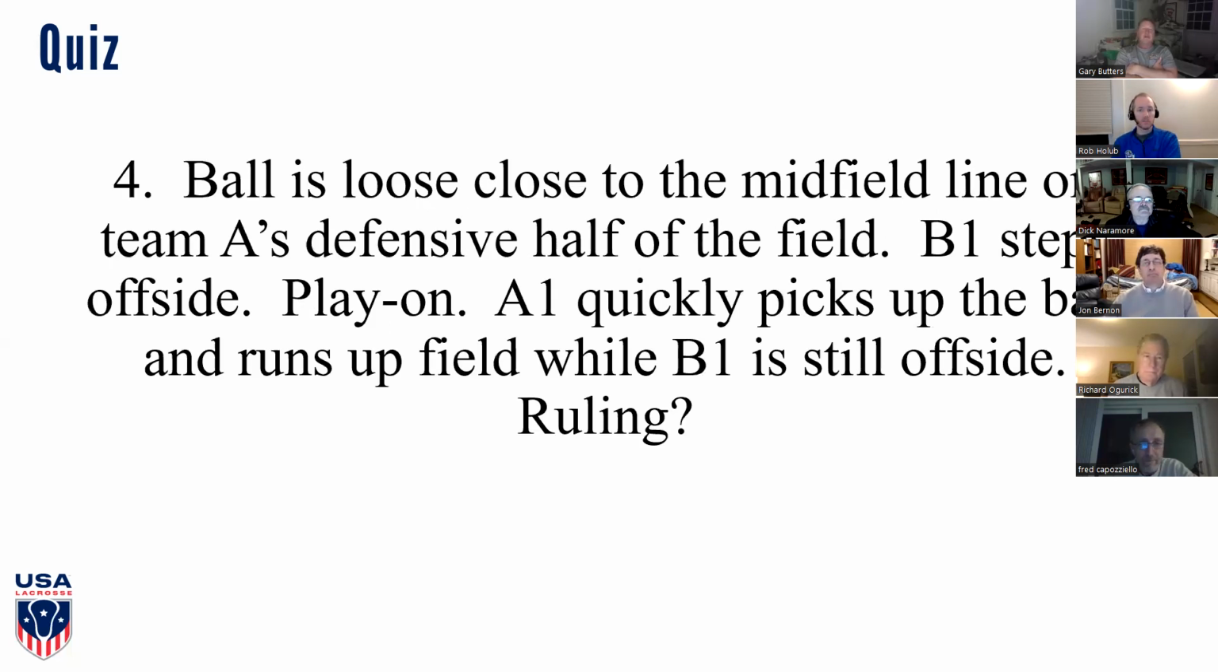Scenario 4: the ball is loose, close to the midfield line on team A's defensive half of the field. B1 steps offside, go play on. A1 quickly picks up the ball and runs up the field while B1 is still offsides. What's our ruling? And Brian, I'm going to let you take this because I don't remember what your angle was on this one. So you got the play on, he picks the ball up, and B1's still offside. So the question is, do you do anything? Does it matter what B1 does? What are you thinking about at this point?